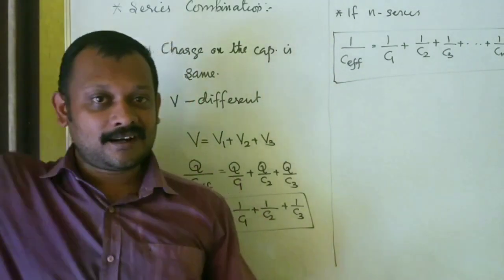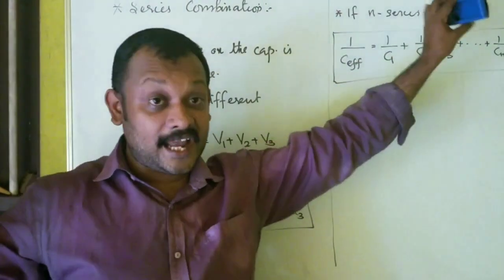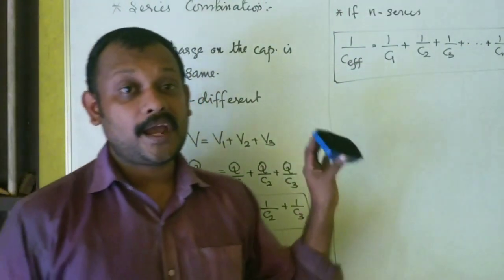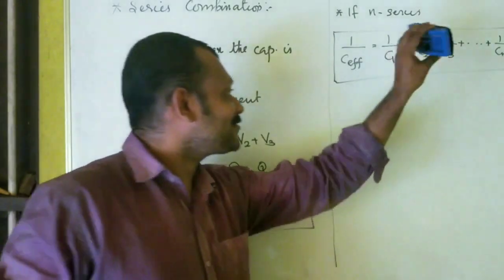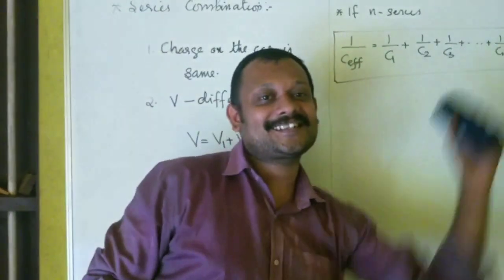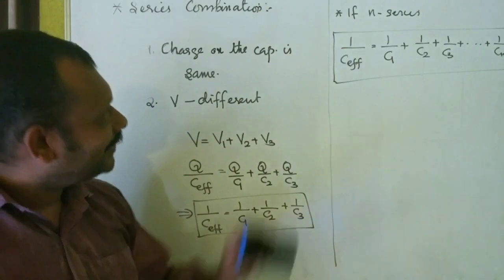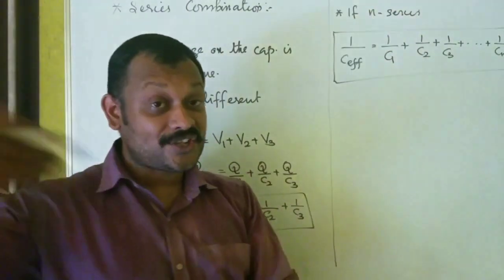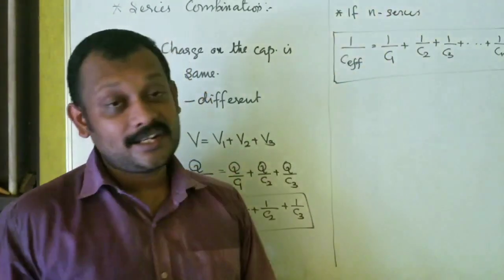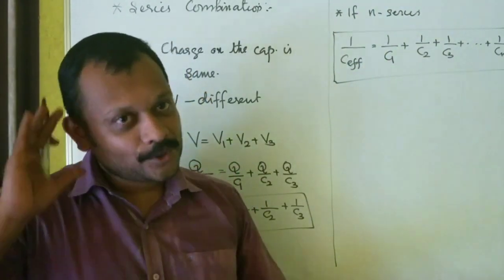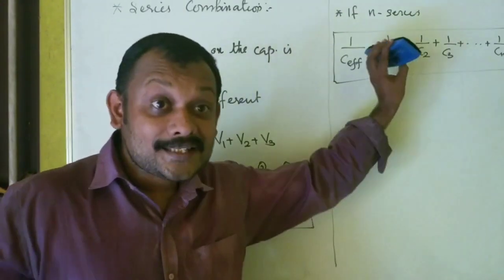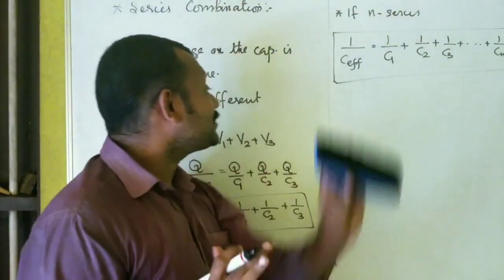Now you will say, sir, when you connect n resistors in parallel, then the answer is 1 by R effective is equal to 1 by R1 plus 1 by R2 plus 1 by R3 plus etc. plus 1 by Rn. Yes, the same result I am getting. Resistors in parallel, capacitors in series, springs in series, all follow the same result.